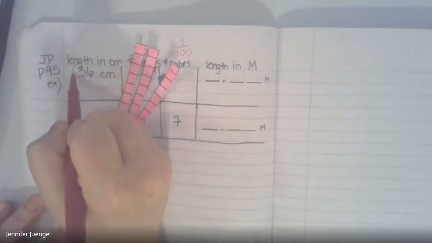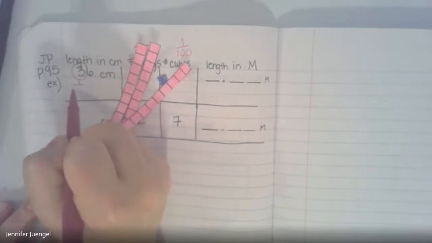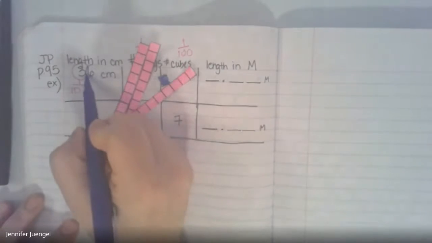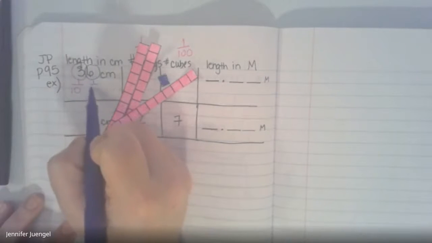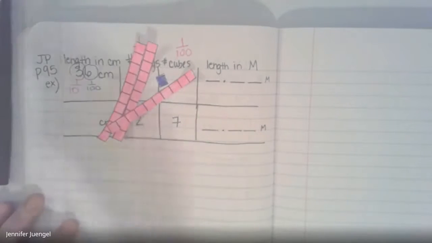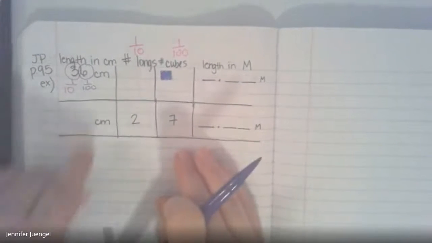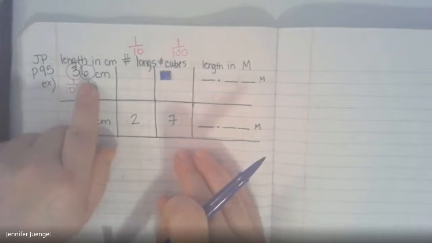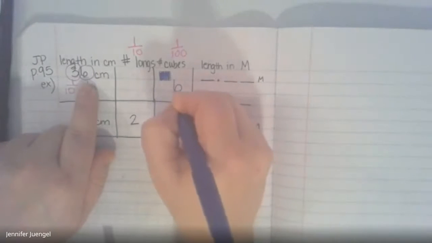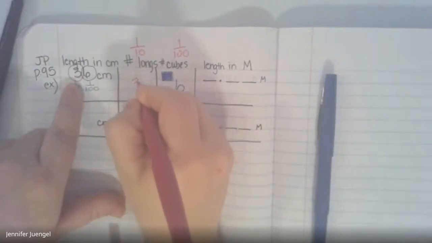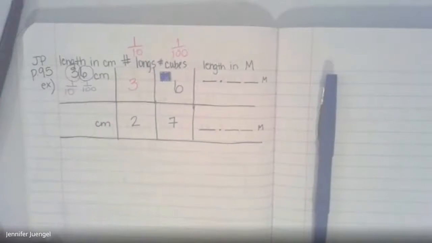Well, let's look back at our number. If the number 3 represents the 1/10ths place, what's the digit that represents the 100ths place? You got it. It's the 6. So 6 is in the 1/100ths place. Now we know that the 100ths are represented by cubes. So how many cubes would I need? You got it. 6. How many longs did I need? That's right, 3. Now, how do we write that as a decimal?